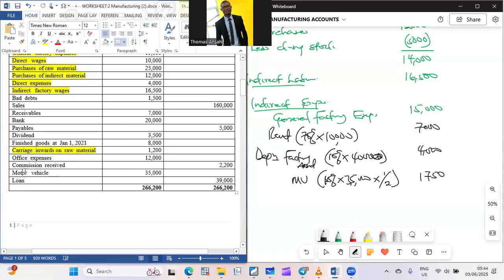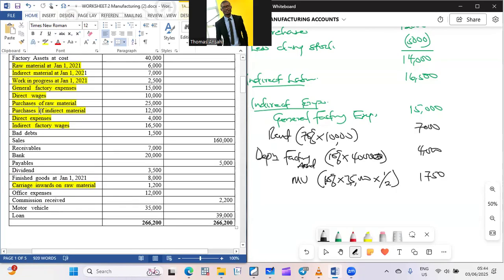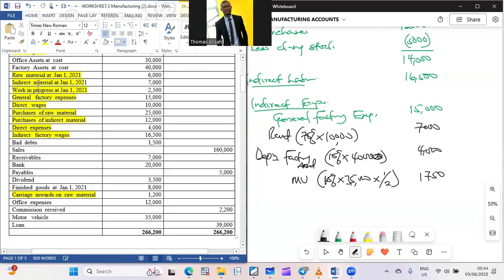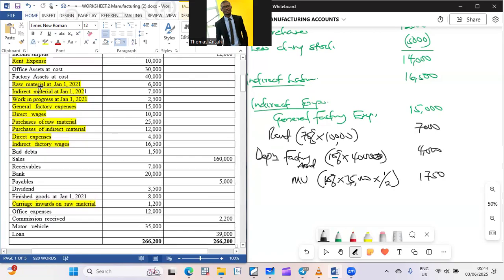All right. So this one is a loan, balance sheet. Commission received is income. Office expenses is office expenses. Carriage invoice, this has been done. Finished goods, we will look at. Dividend is at the debit side, so it means we paid the dividend, we did not receive. We have bank, receivables. Indirect factory 16,500 has been there. Direct expenses, purchases, direct wages, general factory expense, captured. Work in progress, yet to. All right, I think we are good to go now.